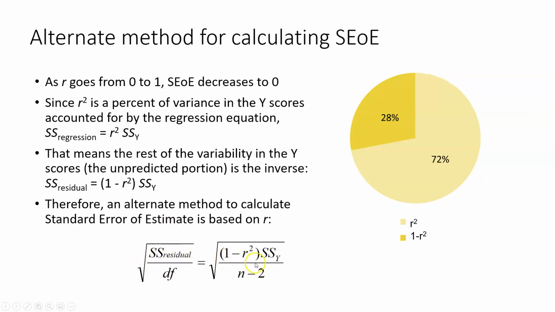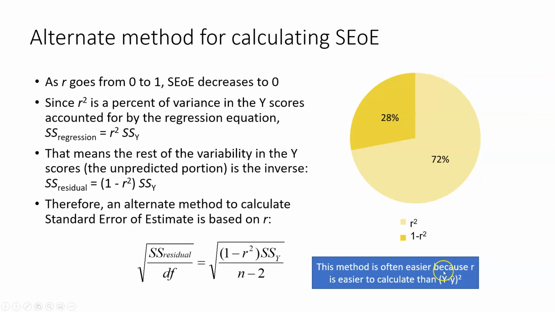So this is the inverse of R squared times the variability in y to get how much is the error that we haven't accounted for, on the top, divided by the degrees of freedom. Take the square root of that. That's your standard error of estimate.